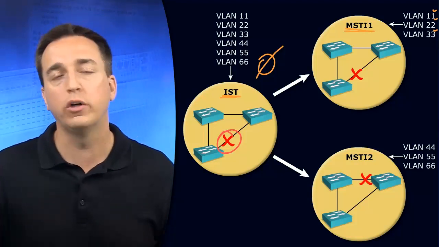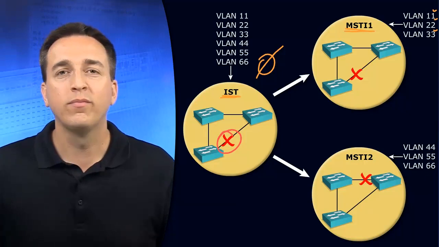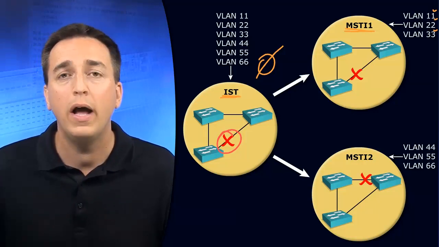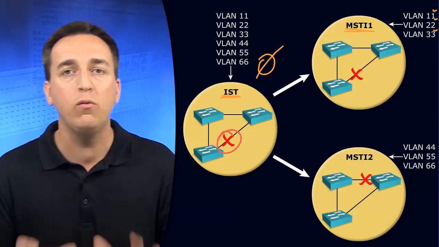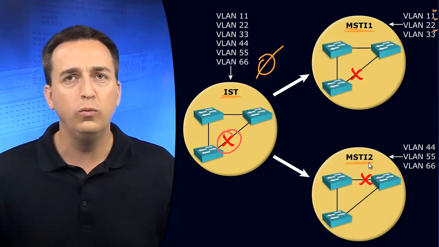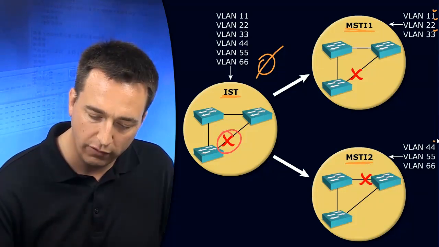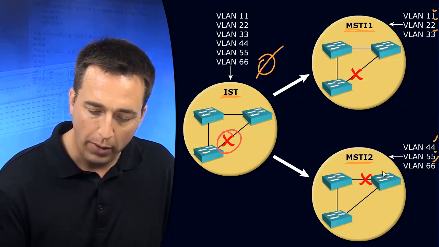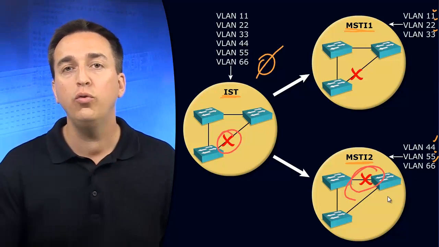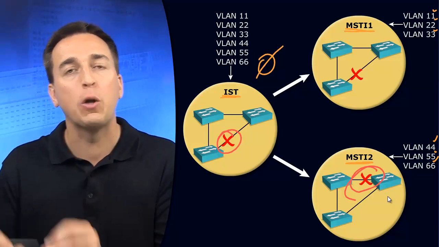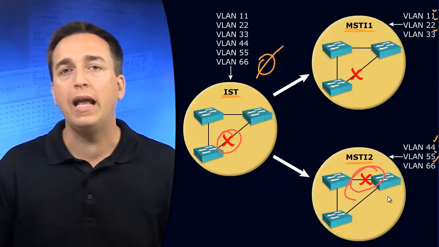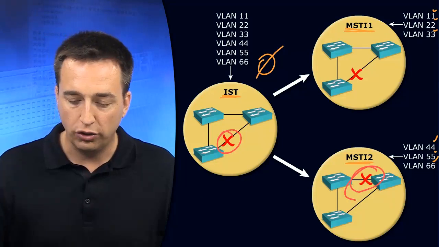It's the same region we're in. However, the spanning tree topology, the logical topology, is still the same as well, because it hasn't been manipulated in any way to make that change. But if we look at MST instance 2, look what's going on with MST instance 2. We have VLANs 44, 55, 66, but the logical spanning tree topology has changed. So through the manipulation of the root bridge placement for the multiple spanning tree instance, we were able to change that spanning tree logical topology.